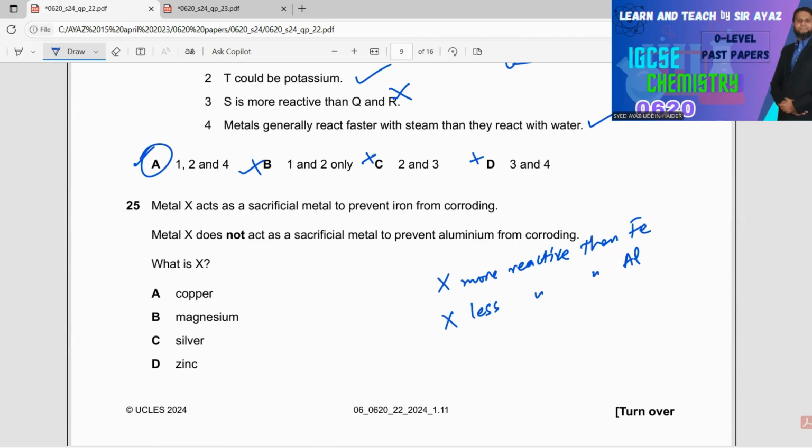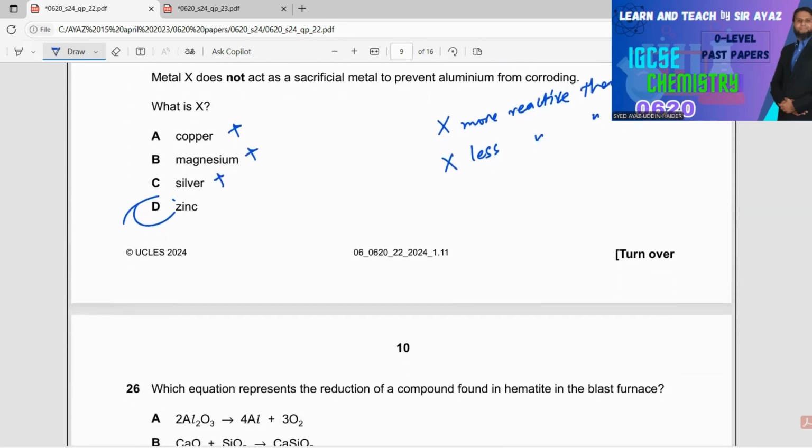So it must be below aluminum. We have only one metal that is below aluminum. That is zinc here. Copper is below iron. Correct. Magnesium is above aluminum. It can't be the silver. Below iron. So D is the right answer in this case.